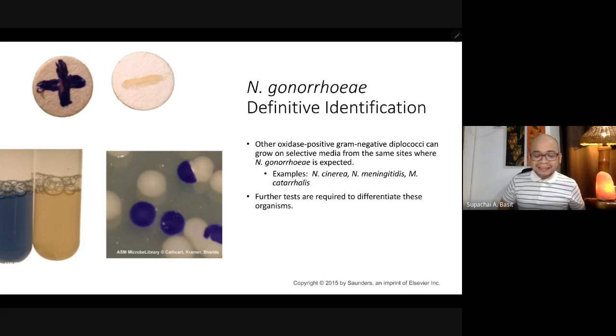However, there is also a definitive identification of Neisseria. Other oxidase-positive gram-negative diplococci can also grow on selective medium. So not everything that is oxidase positive is Neisseria gonorrhoeae. That's what it means, because there are also other organisms that could be positive with the oxidase test, such as Neisseria cinerea, Neisseria meningitidis, and even Moraxella catarrhalis. So further tests are needed.